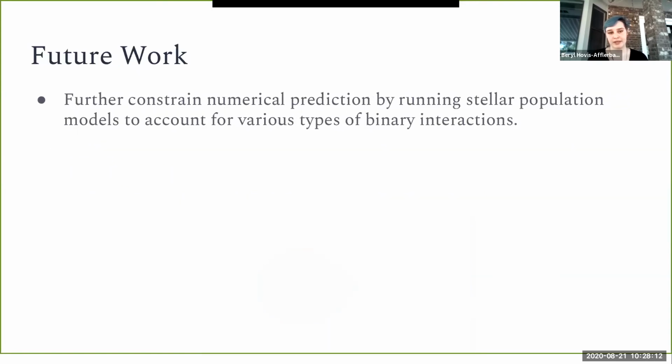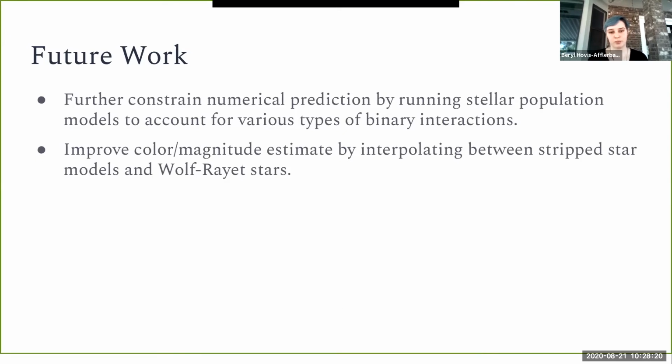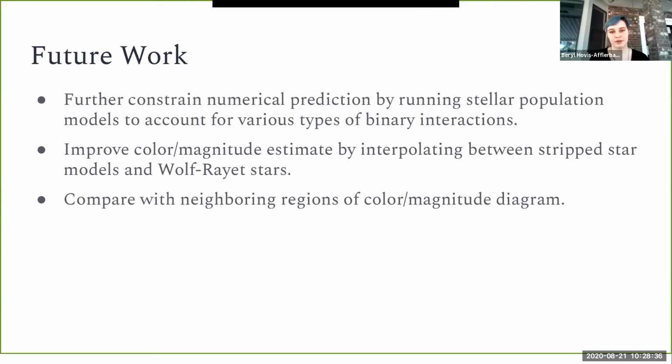What we want to continue doing is trying to constrain our numerical prediction using the stellar population models. We also want to improve our estimate of where we expect stars to be missing in the color magnitude diagram by, instead of just extrapolating from those lower mass stripped star models, interpolating between those models and the higher mass Wolf-Rayet stars. We also want to compare with other regions of the color magnitude diagram and see if in those regions the number of stripped stars observed there lines up with what is predicted.